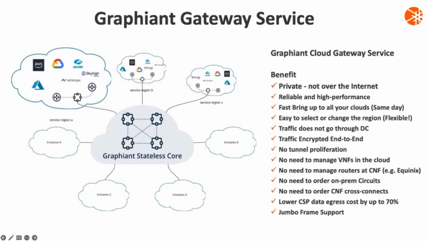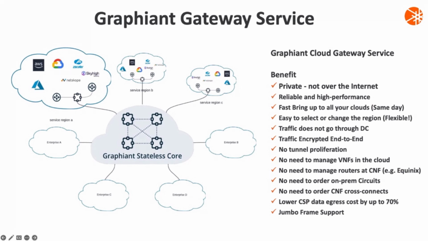So what is the Graphiant service? The Graphiant service is private, not over the internet. Okay, it's reliable, high performance. You don't have to spin up your own VNFs in a cloud. We're not doing an SD-WAN kind of connection. You don't have to manage the cross connects. Nothing for you to do. We are already cross connected with the cloud providers. You don't have to run a circuit from your on-prem location to the cloud, to like an Equinix. We already have that. It's already covered by the Graphiant core.